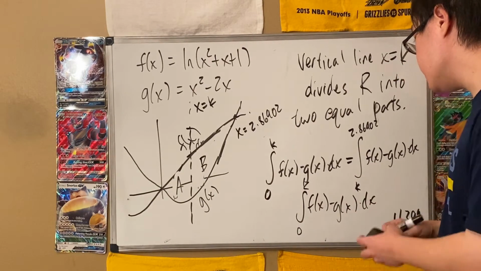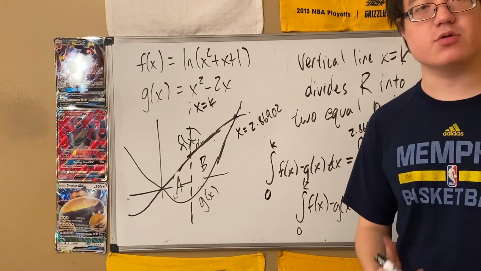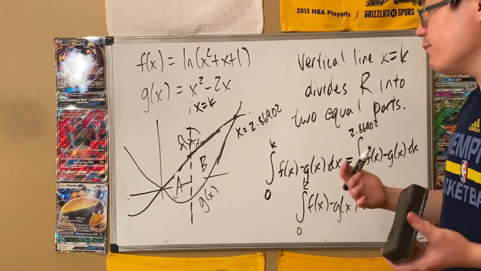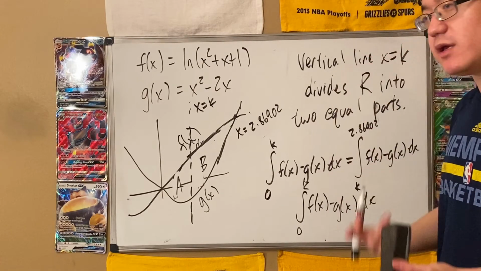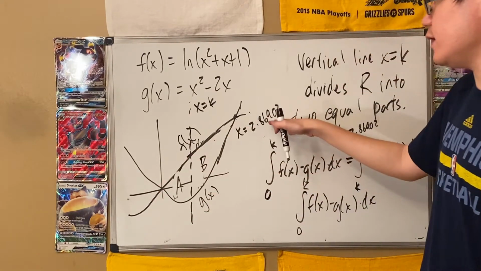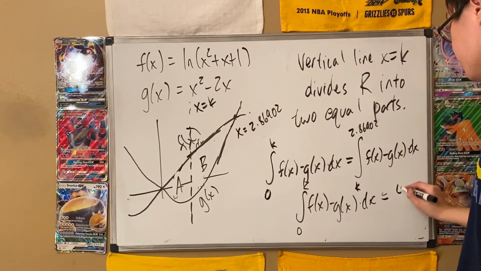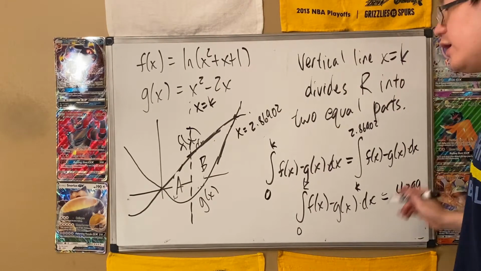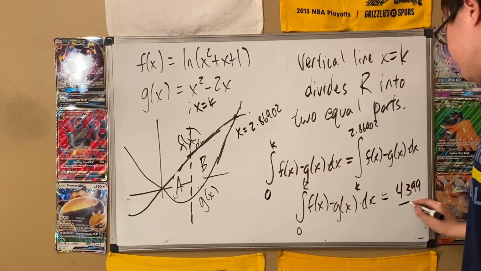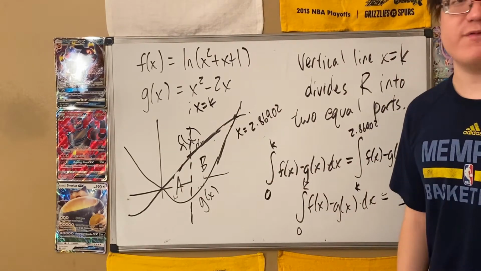And instead of setting it to the second half, what we can do is set it to half of the entire thing. But we actually found half of the entire thing. It's the integral from 0 to 2.86902 of f of x minus g of x. So if you wanted to, you could write 4.399, which was the area of the entire region, divided by 2. And this is another perfectly valid answer.